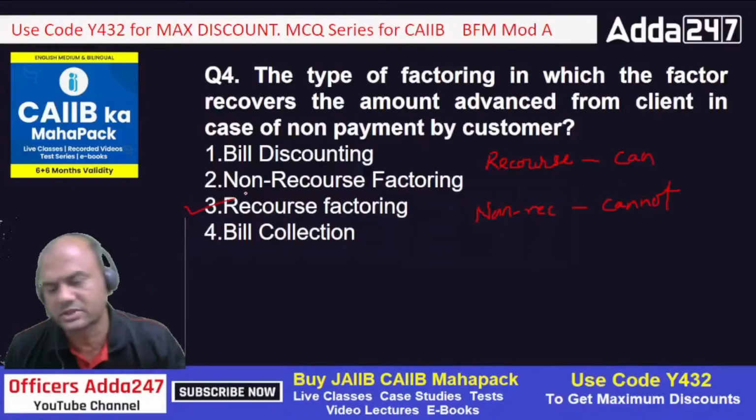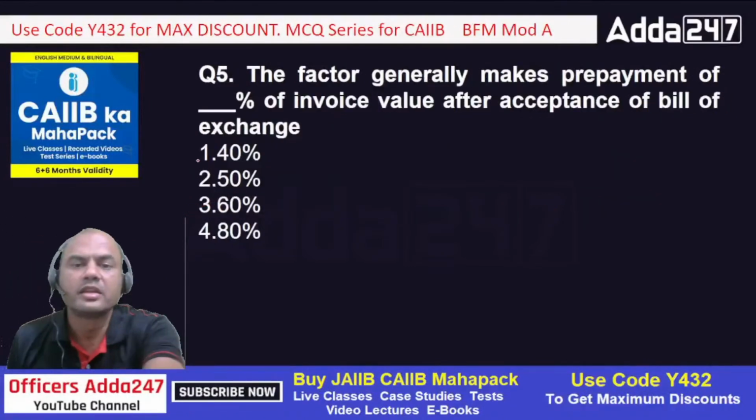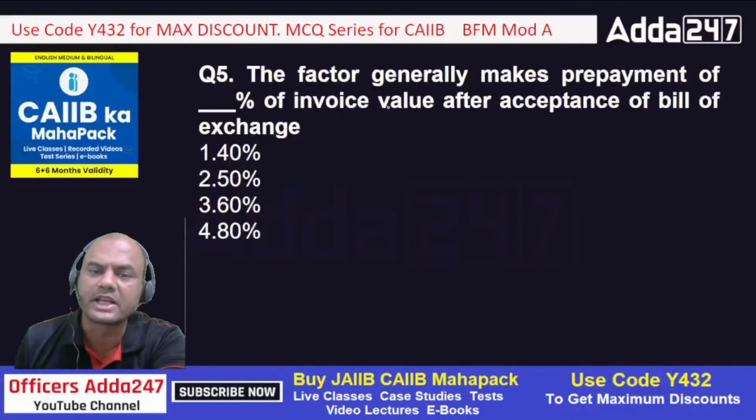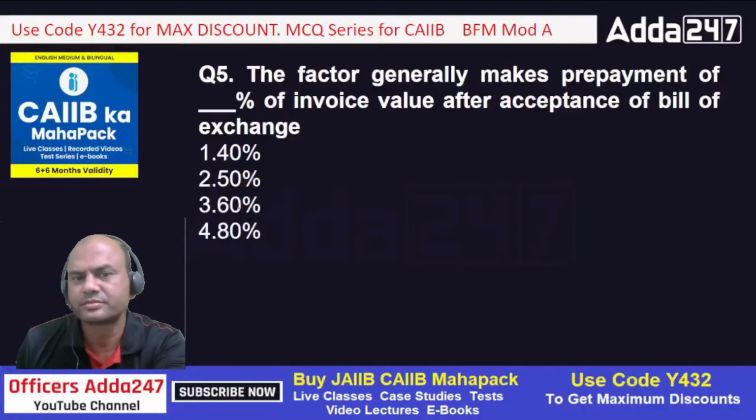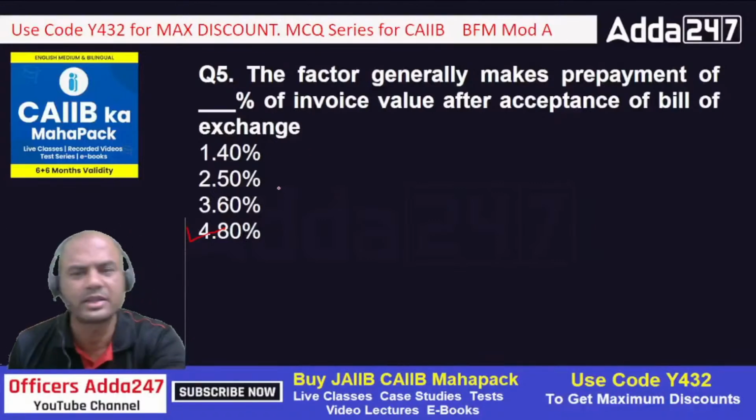Third, the factor generally makes a payment of -% of the invoice value after acceptance of the bill of exchange. So what percentage of finance is made by the factor? 40, 50, 60 and 80. Generally it is correct. 75 to 80% means 80. This is the answer, right? 80% finance is done by the factor.